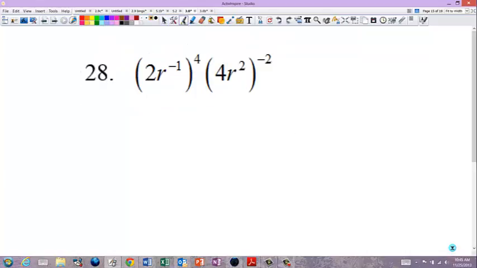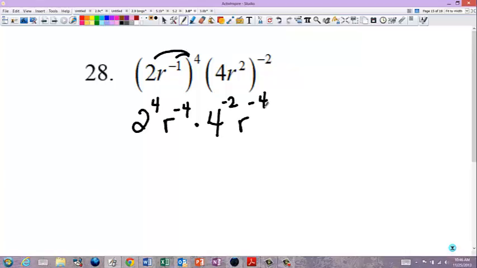It's not a hard one, but I just decided to go ahead and do it. You can distribute because there's no plus signs in there, so that's 2 to the 4th. When you raise a power to a power, you multiply, so r to the negative 4 times 4 to the negative 2, r to the negative 4. A couple of different ways to go about this. You could evaluate the exponents first, you could move them to the bottom, or you could go ahead and add.